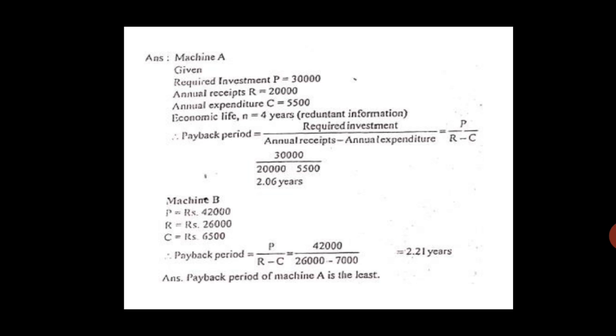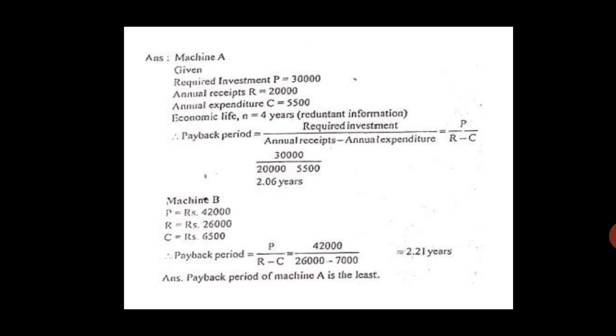Payback period is equal to required investment divided by annual receipts minus annual expenditure, P divided by (R minus C). So P is 30,000 rupees, annual receipts R is 20,000 rupees, annual expenditure C is 5,500 rupees. So 20,000 minus 5,500, I think that minus is missing, please put that minus. So you get that payback period is 2.06 years.